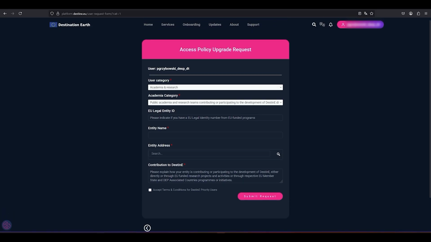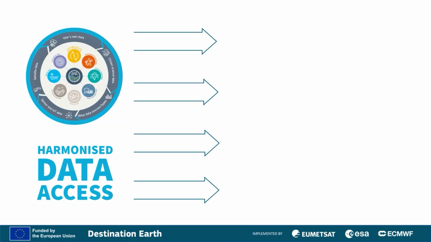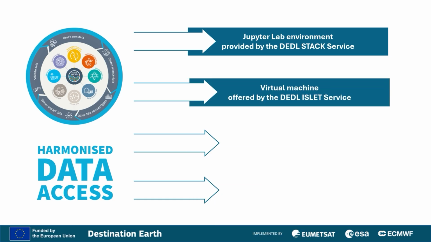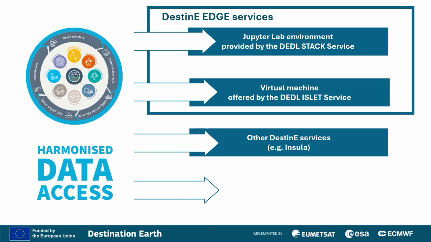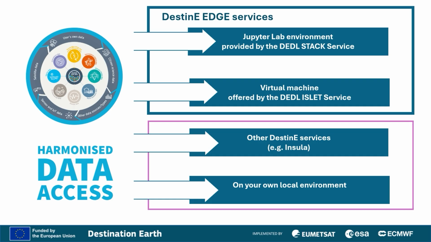Alright, now let's get back to the Harmonized Data Access service of DestinE Data Lake. You can access HDA in several ways. Via the Jupyter Lab environment provided by the DestinE Data Lake STAC service. On a virtual machine offered by the DestinE Data Lake Islet service. Via other DestinE services such as Insula. Or through your own local environment. No matter which option you choose, HDA works the same across all methods since it's provided as a REST API.